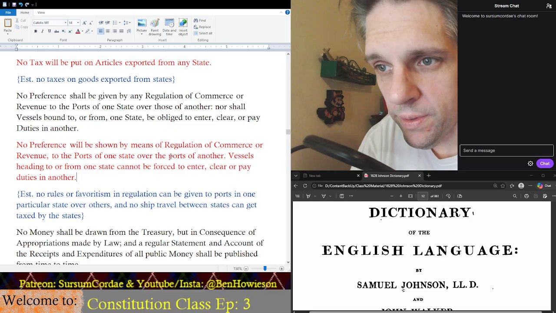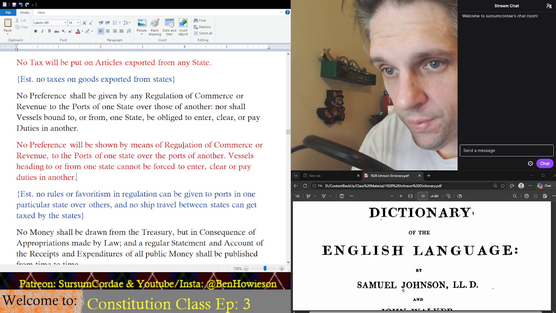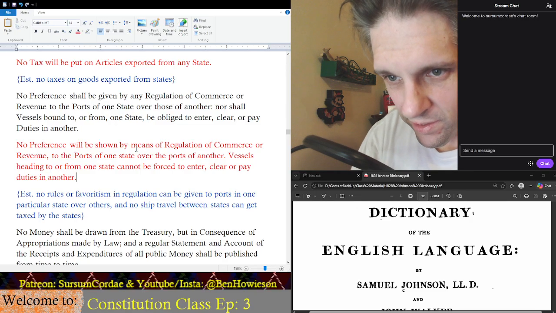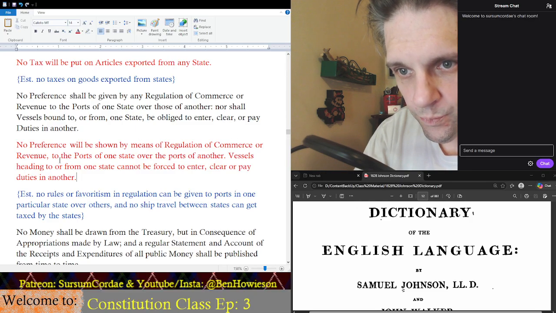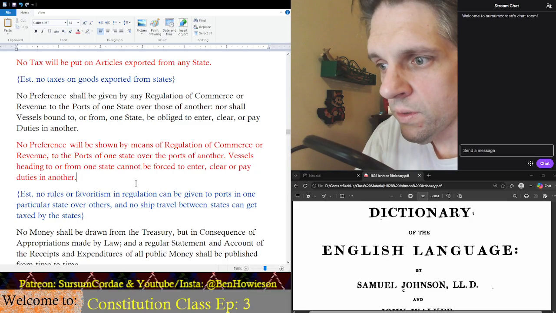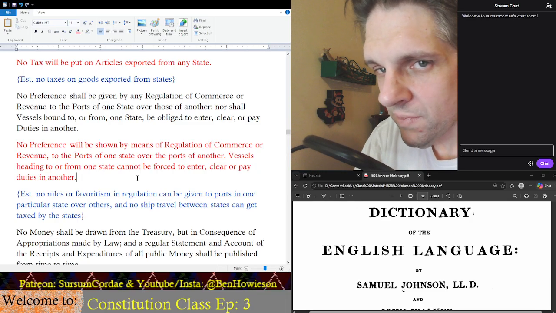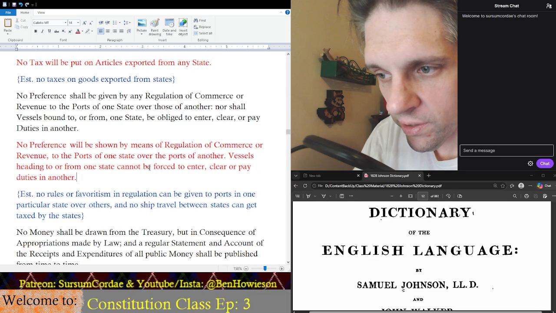No preference shall be given by any regulation, commerce, or revenue to the ports of one state over those of another, nor shall vessel come to or from one state be obliged to enter, clear, or pay duties in another. Yeah. See, this one seemed like it's almost a little longer, but it still sounds simpler. Preference will be shown by means of regulation, commerce, or revenue to the ports of one state over the ports of another. Vessels heading to or from one state cannot be forced to enter, clear, or pay duties in another. Okay. I think I'm doing a better job, frankly.